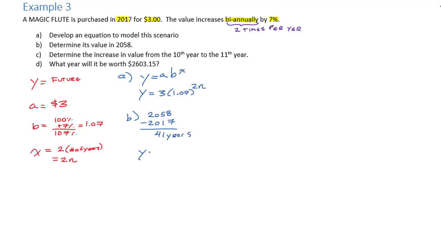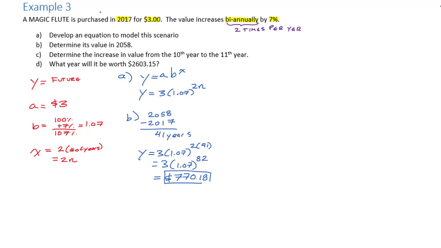We sub that into n, right? So what's 3 times 1.07 to the 2 times 41? 2 times 41 is 82. So you go, all right, what's 1.07 to the power of 82 times 3? And it's going to be worth $770.18 if it keeps growing at that rate. All right, so there's that part.